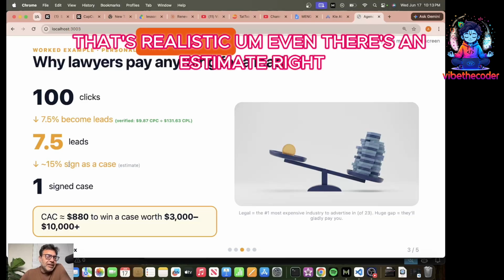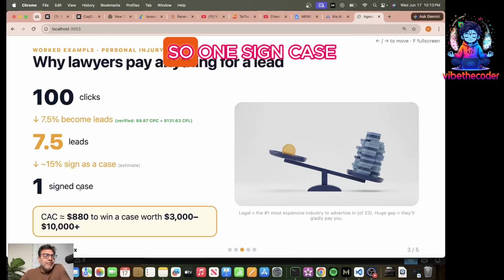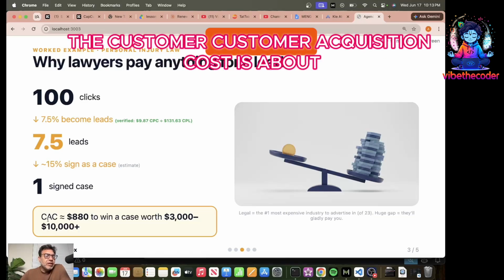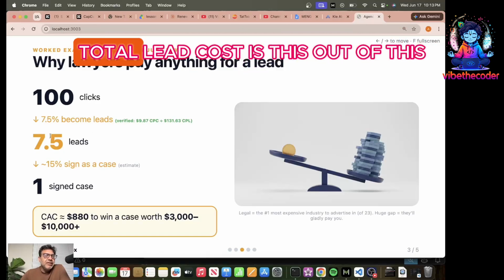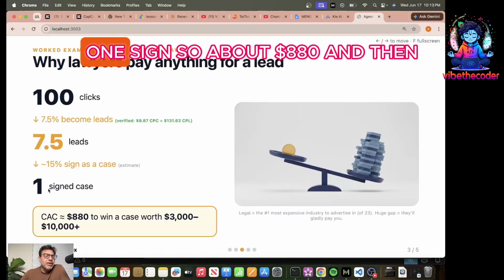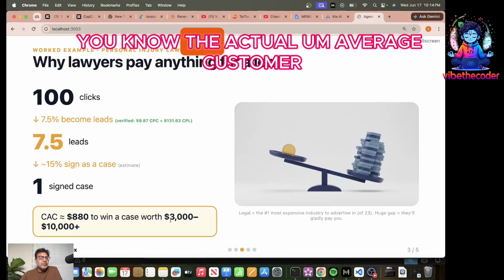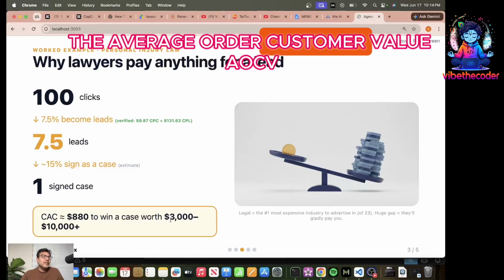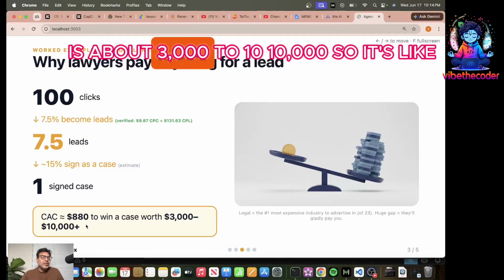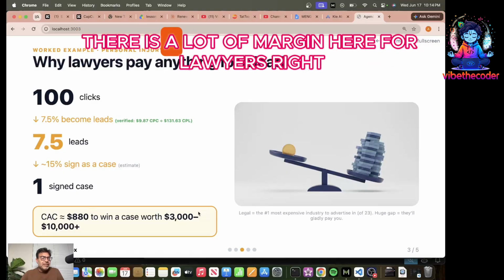I think that's realistic, even though it's an estimate, right? So one signed case, the customer acquisition cost is about $880. How? Because the cost per lead is this, total lead cost is this, out of this one signed, so about $880. And then the actual average order customer value, AOCV, is about 3,000 to 10,000. So there is a lot of margin here for lawyers, right?